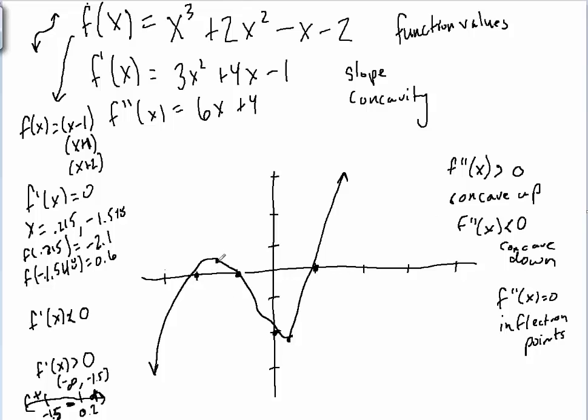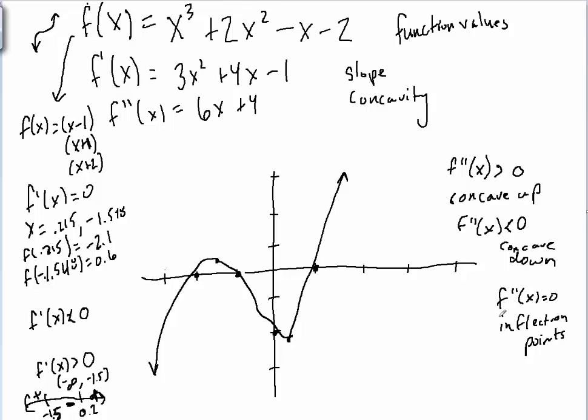At the point negative 1.5, plug that into the second derivative, you get 6 times negative 1.5, which is negative 9, plus 4 is negative 5, so that's negative. So in fact, this is concave down, it's a relative maximum, and at the point 0.2, 6 times 0.2 is 1.2, plus 4, 5.2, that's positive. Concave up in this section.